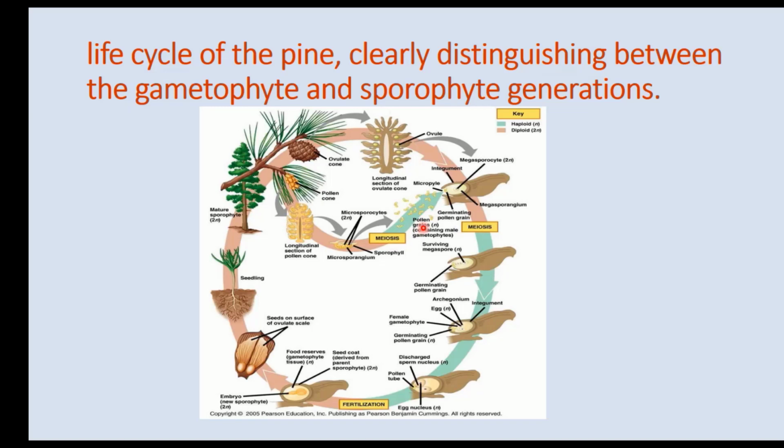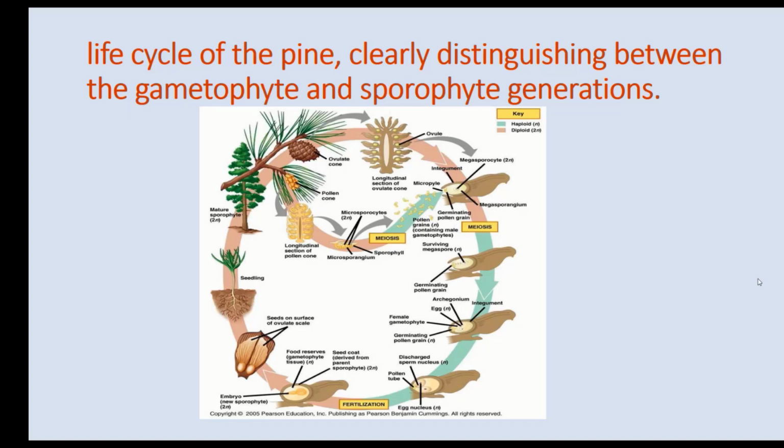And this megaspore develops into a female gametophyte that contains two or three archegonia, and each one forms an egg. And in the pollen cones, there are cells called microspores in 2N, and those microspores undergo meiosis, producing haploid cells. Each microspore develops into a pollen grain, and the pollen grain consists of four cells, like we mentioned: the two prothallial cells, the generative cell, and the tube cell.